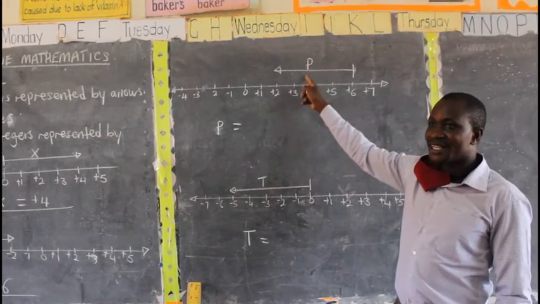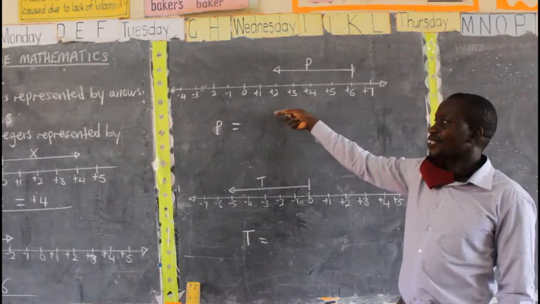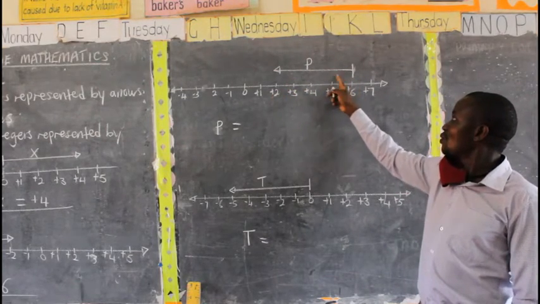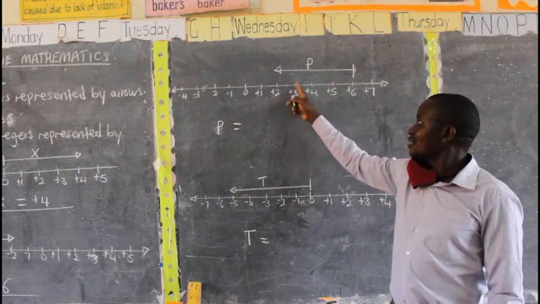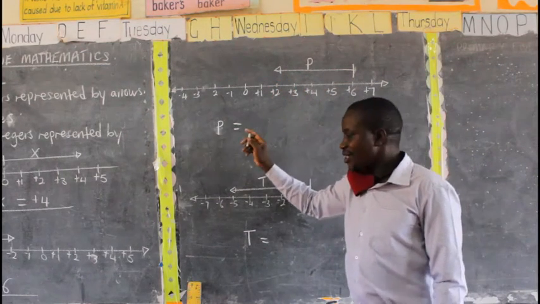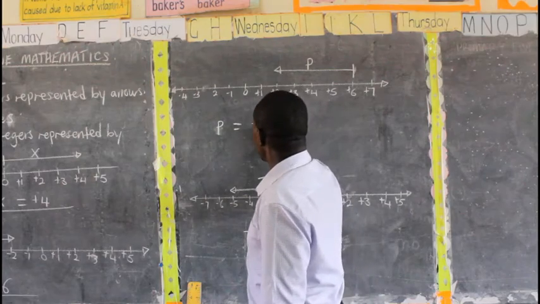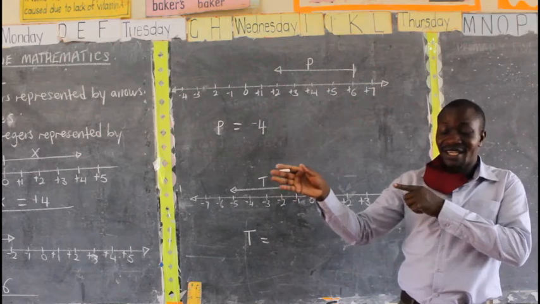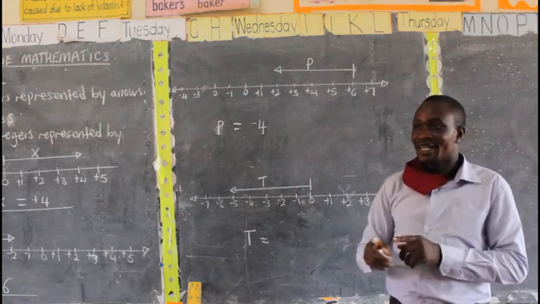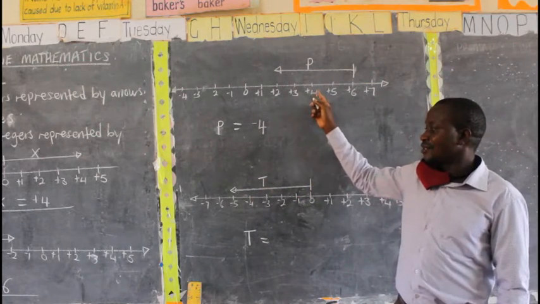So after knowing that it is a negative, how many steps has it taken? So from here, this is it. 1, 2, 3, 4. So this arrow is -4. However much it is ending in positives, it is taking a sign for negatives. That's why it is a negative.